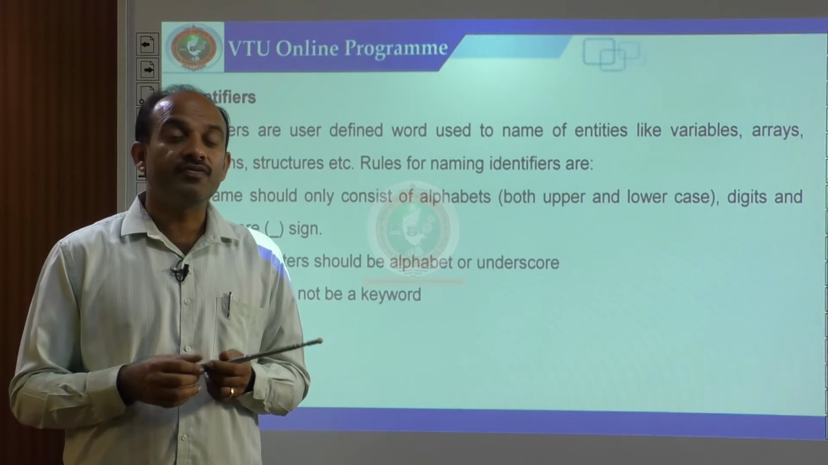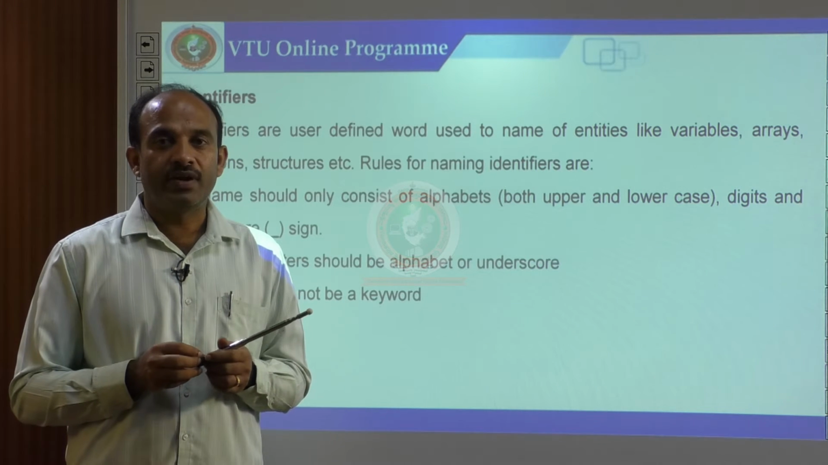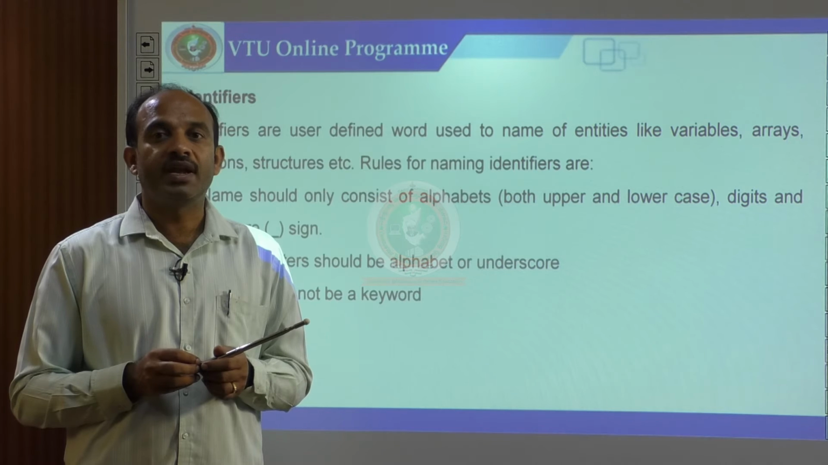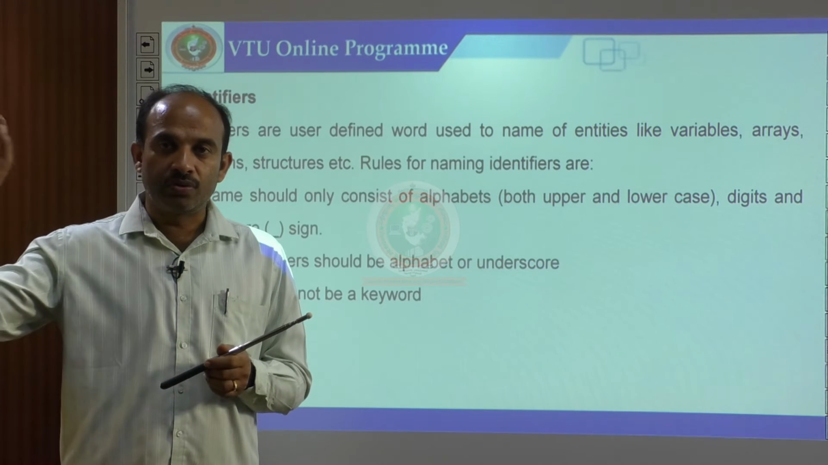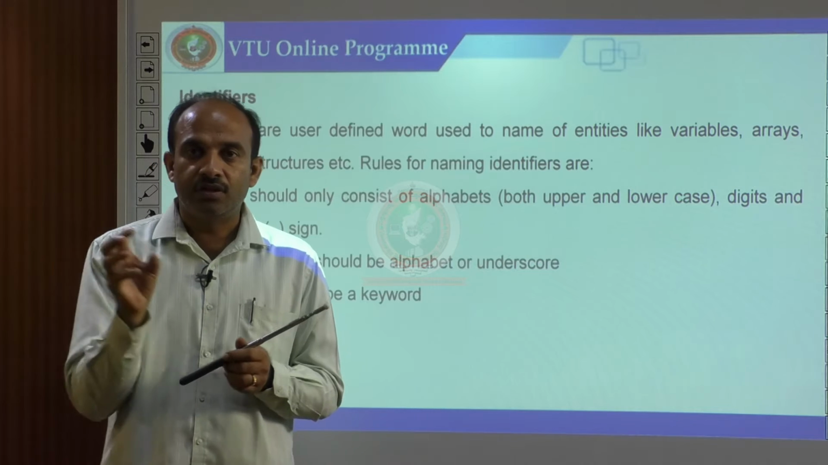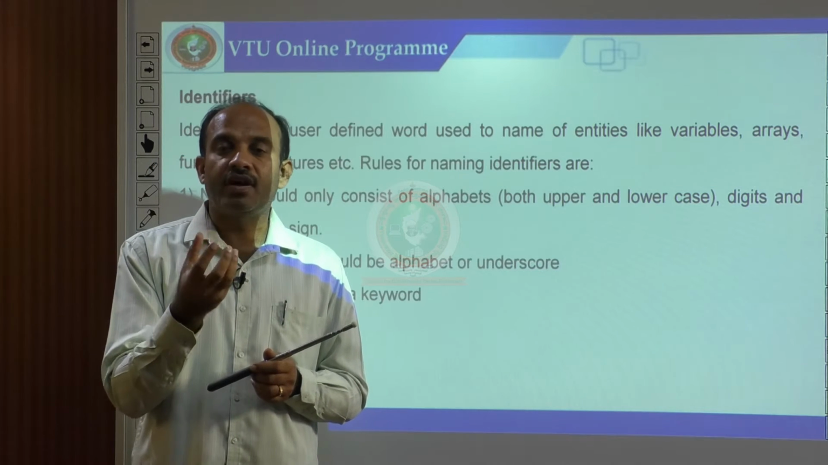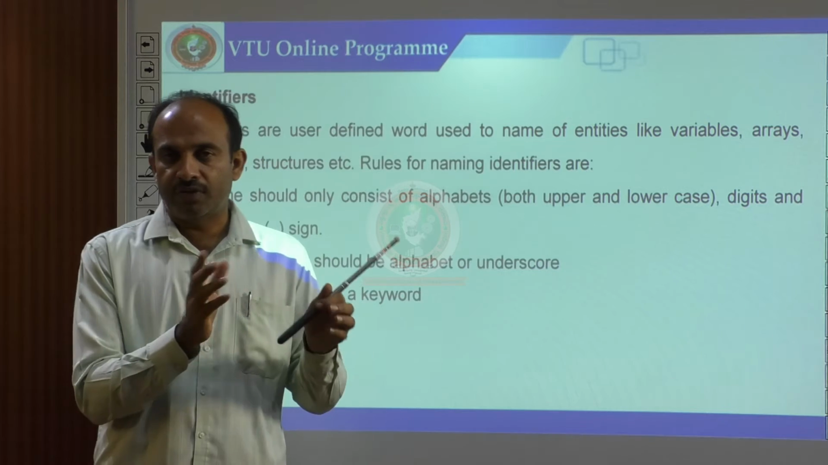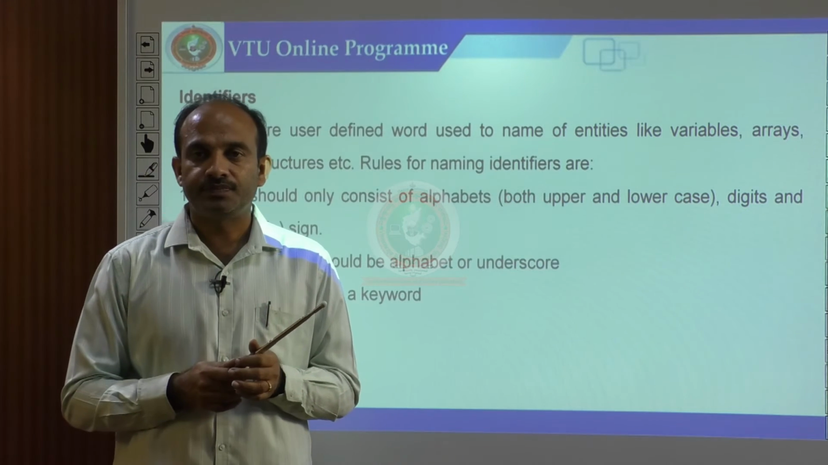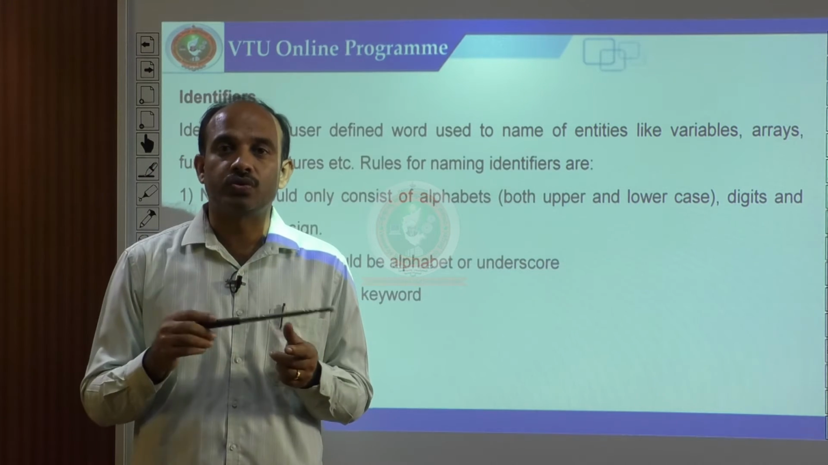Next, always the first character of an identifier should be an alphabet or an underscore. You should not start with 1, 2, 3 or something like that. That means the name of the identifier should always be an alphabet, or it might be an underscore.